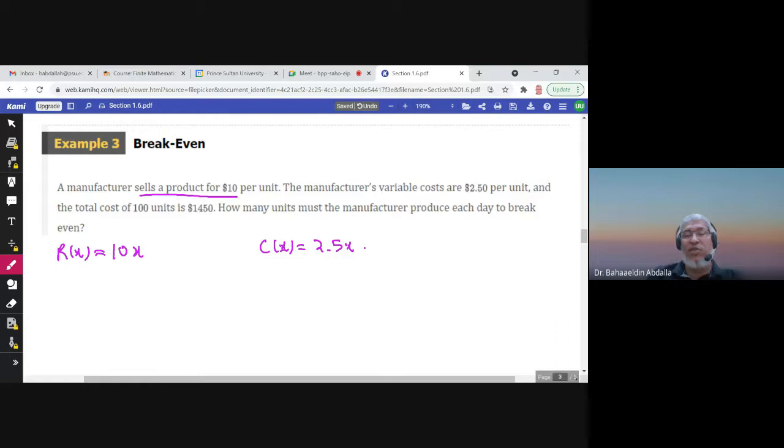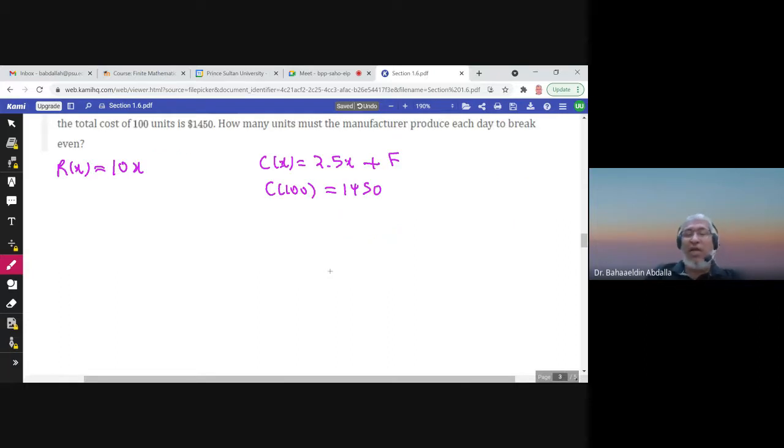And the total cost of 100 units. So there is a fixed cost which he did not talk about. So let us call it F, capital F. He says the total cost of 100 units, so the cost of 100 units would be $1,450. So we can use this information to find the value of F, the fixed cost.